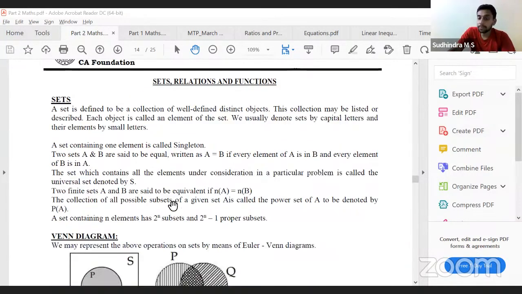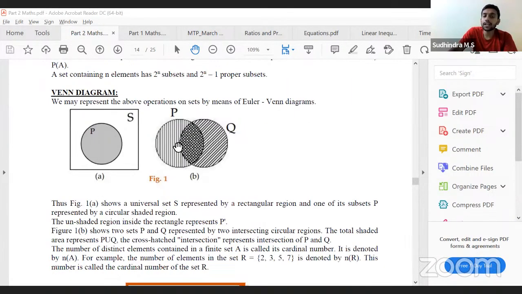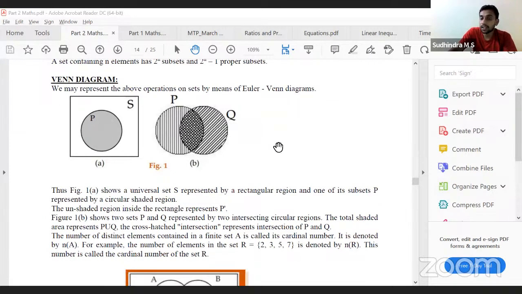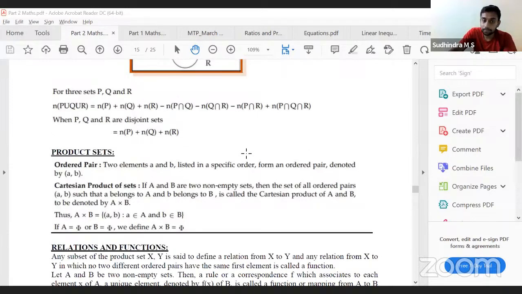Okay, so this is the concept of sets. It can be represented in the form of a Venn diagram. In the case of a Venn diagram, we all know the union, the middle part, the intersection, etc. These are the common points that we have already discussed in probability.